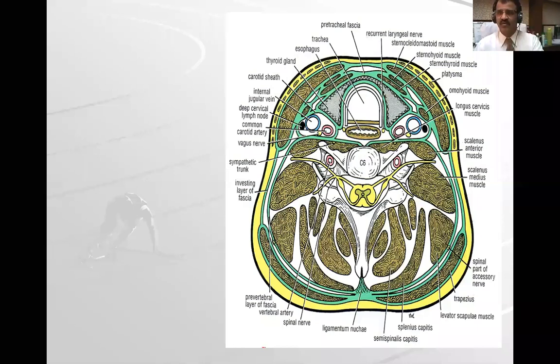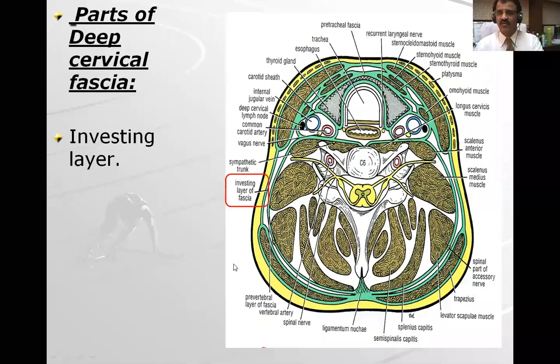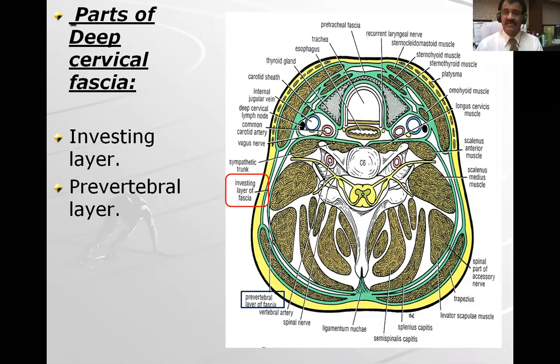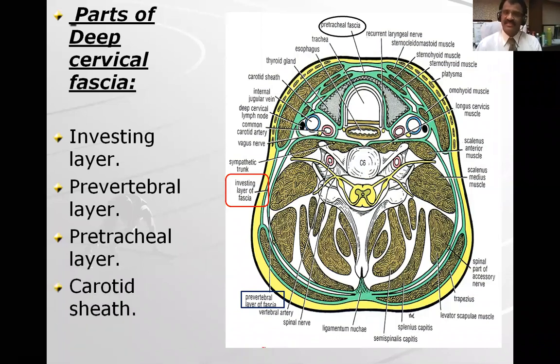One is the investing layer. Okay, here you can see the investing layer in this picture very clearly. Another is the prevertebral layer, just above the vertebrae. Another is the pretracheal layer. So close to vertebrae, close to trachea, and investing means which invests the whole of the neck. Okay, these are the three parts of deep cervical fascia. And carotid sheath is also part of the investing layer, so it is also counted as a part of deep cervical fascia. We have seen the carotid sheath while studying the anterior triangle of the neck.